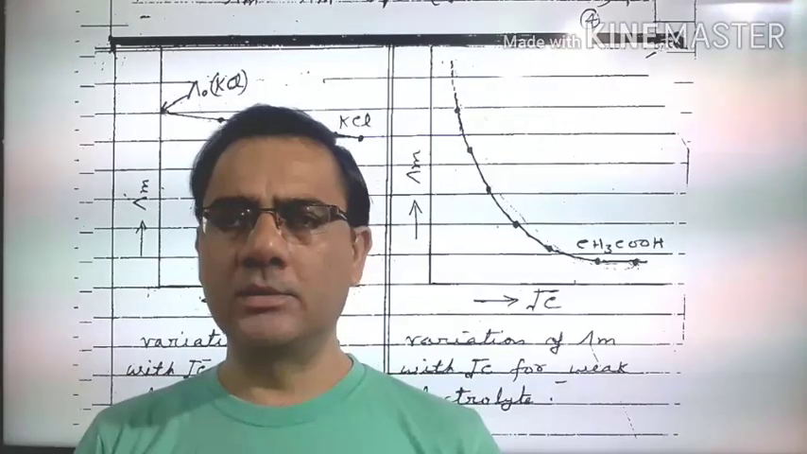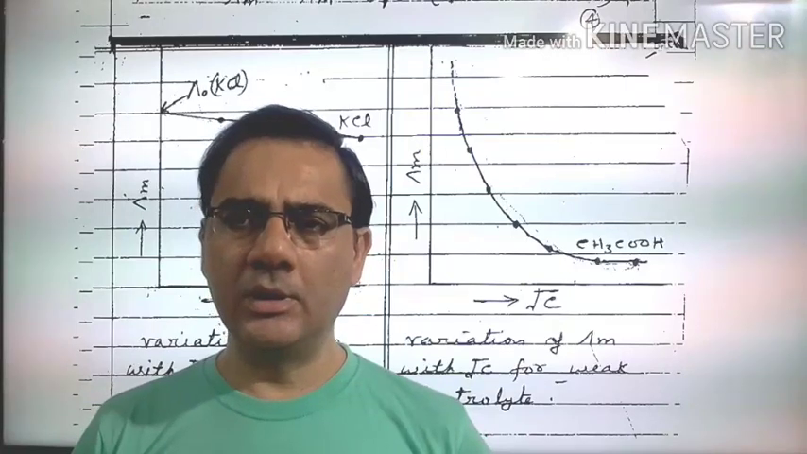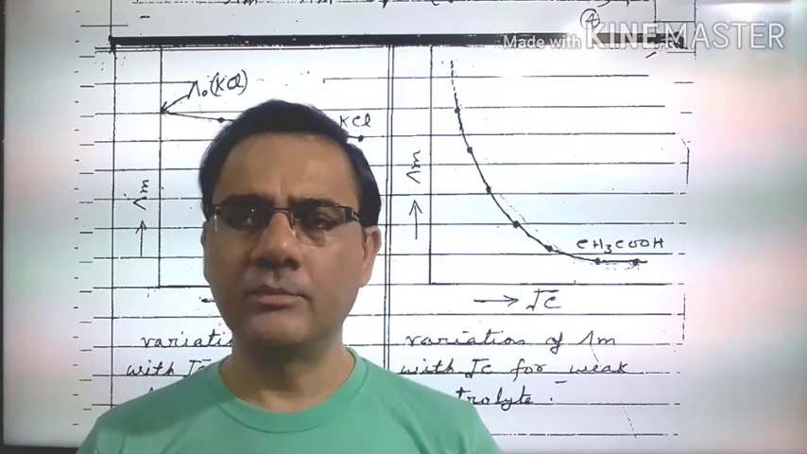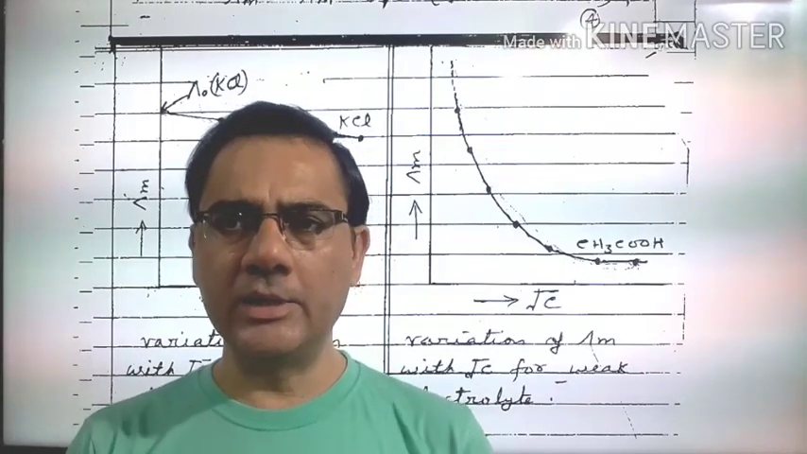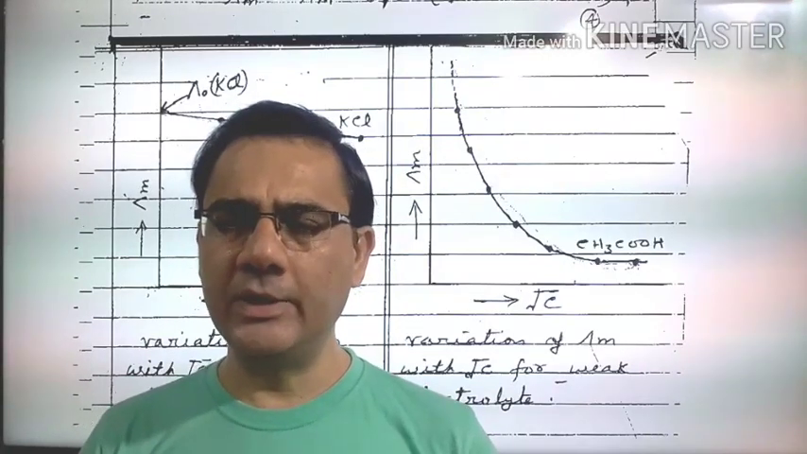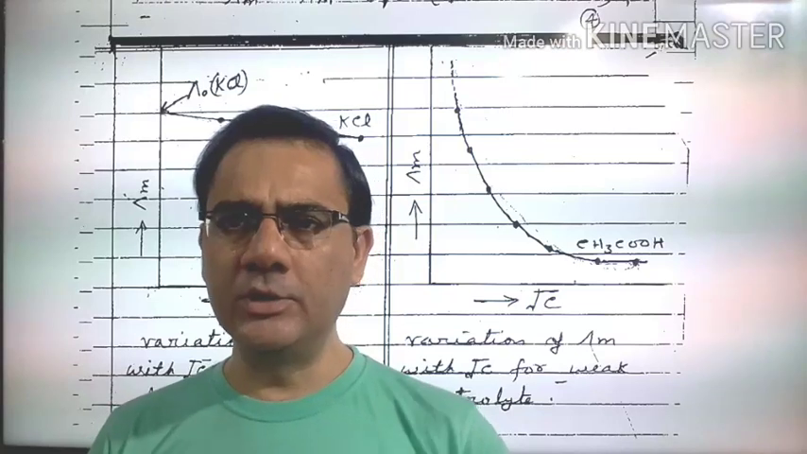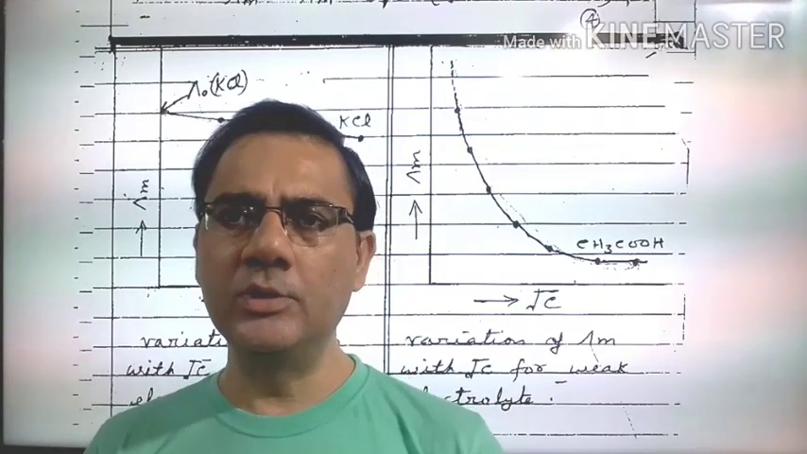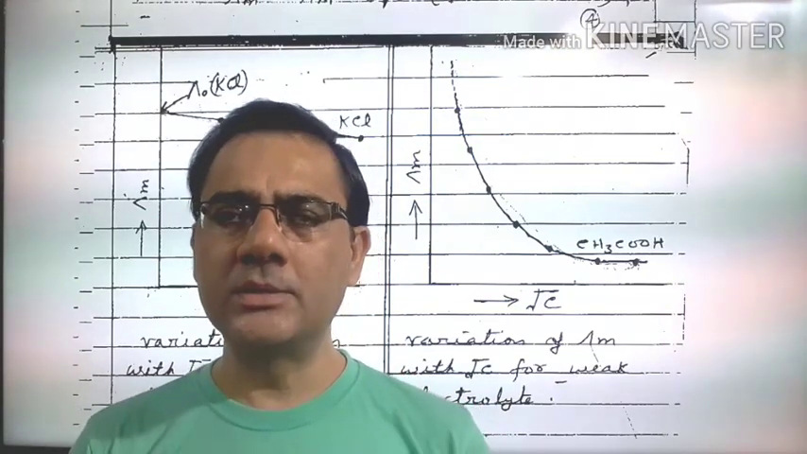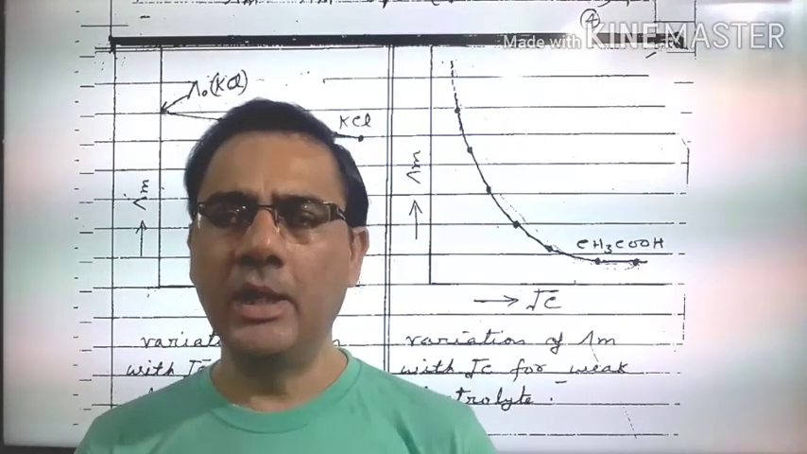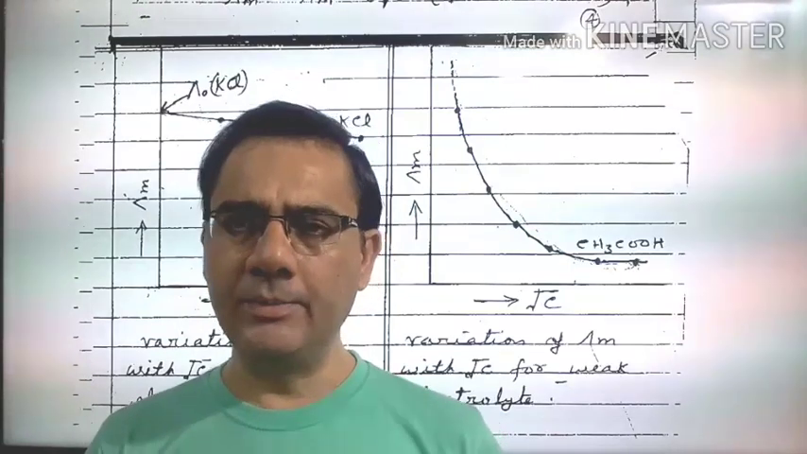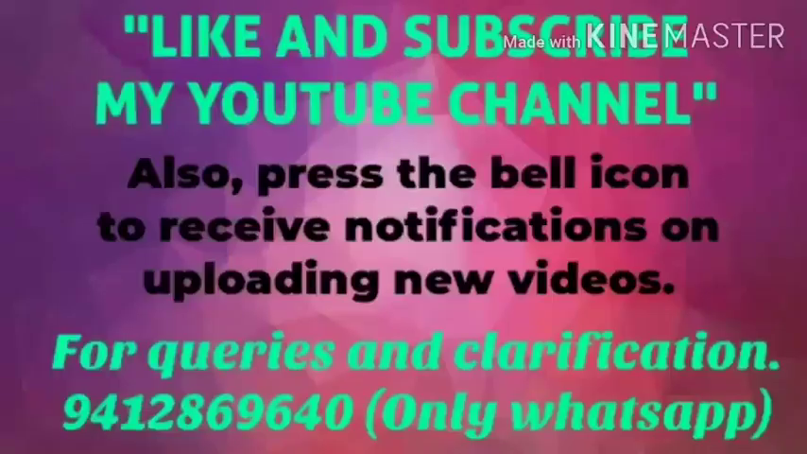It means, suppose I am taking one solute and one solvent, and that solute is an electrolyte, and that electrolyte we are dissolving in the solvent like water, and we dilute the solution. As we dilute the solution, what happens to the conductance, what happens to the conductivity, and what happens to the molar conductivity and equivalent conductivity.